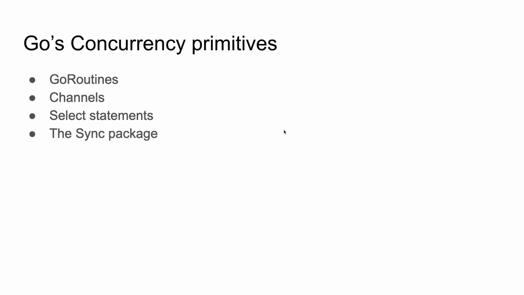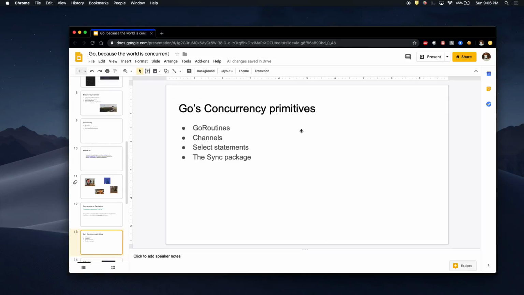So here's a list of Go's concurrency primitives, right? We have Go routines, channels, select statements, and the sync package. And I'll be going through each one of them, and with each one we'll be looking at some code examples to show you how they work and their behavior. Right, so let's get into it.